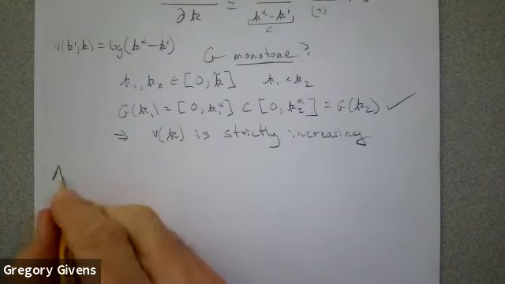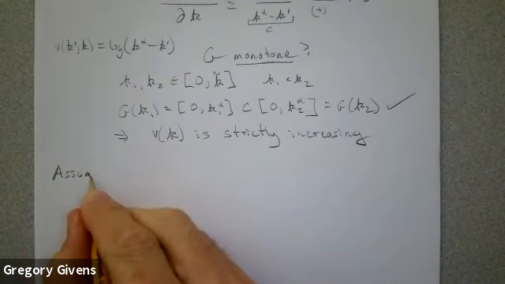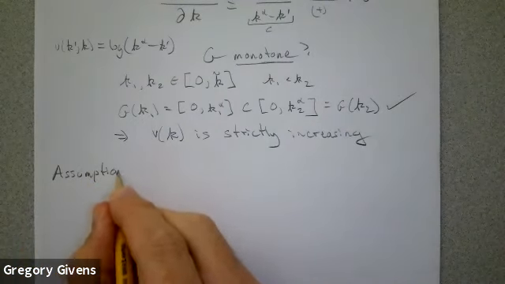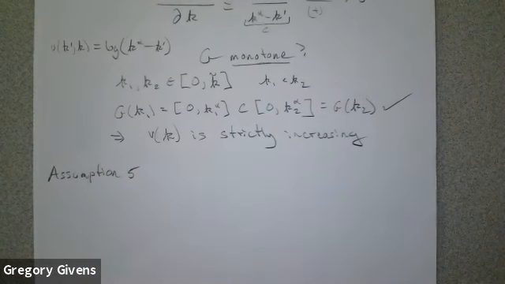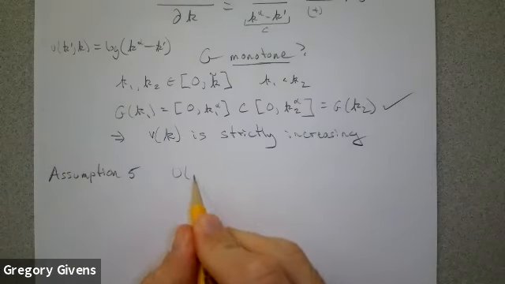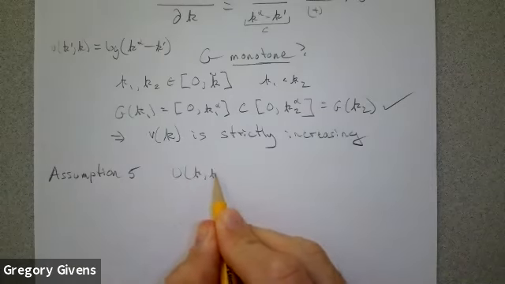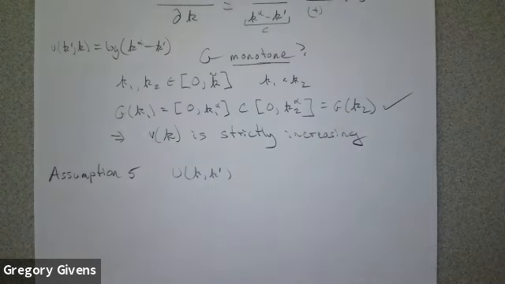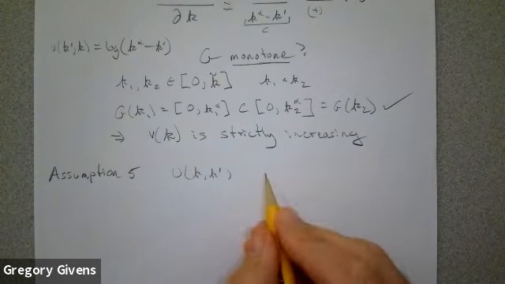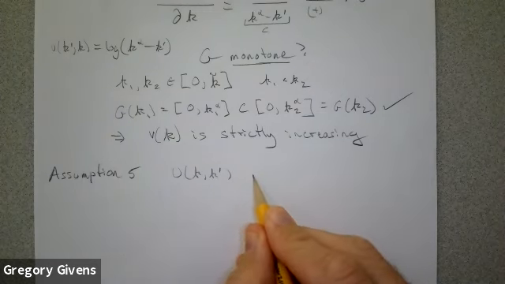One more assumption very quickly here. And I really already assumed it in the last demonstration. The utility function U of K, K prime, is going to be continuously differentiable on the interior of its domain, right?